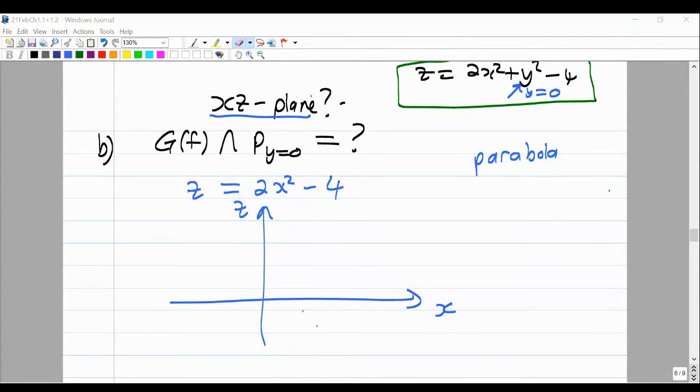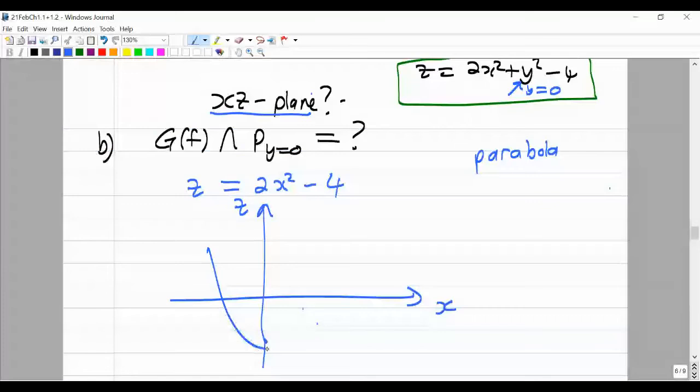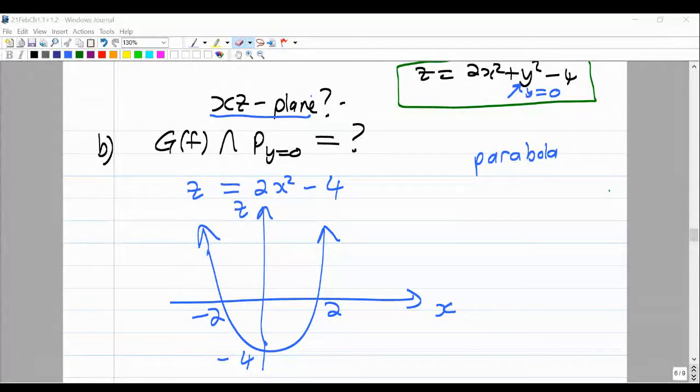I would skip turning points. I would typically indicate where it cuts the z-axis, that's minus 4, and it cuts the x-axis at 2 and at minus 2. How cool is this? Depending on how we slice our surface, if we slice it in the one plane, it was an ellipse. And now if we slice it this way, it becomes a parabola. You know yourself, if you take any 3D object and slice it with different planes, the cross-section you get will sometimes look different.